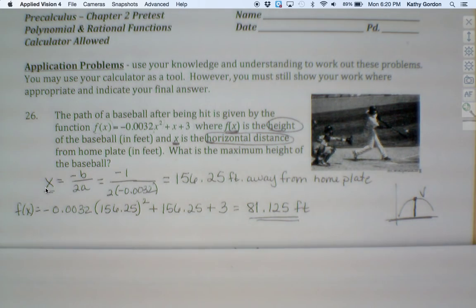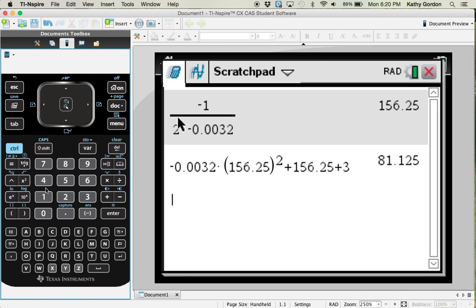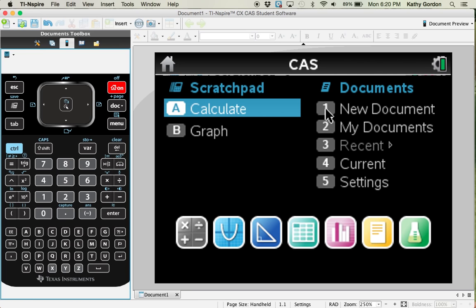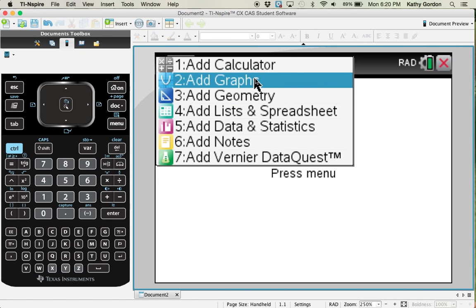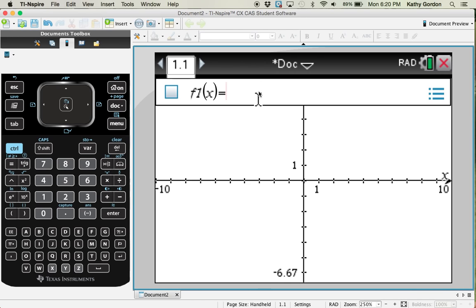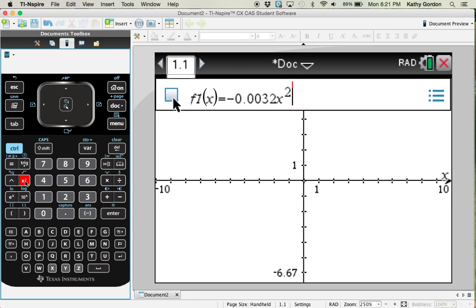Okay, but we could also use our calculator to either check this answer or to just find it in the first place in a graphical method. So I'm going to go back here to my home, and I'm going to choose a new document for this. We're going to choose graphs. And so for my f of x graph, I'm going to put in the function that I was given. We were given negative 0.0032 x squared plus x plus 3.